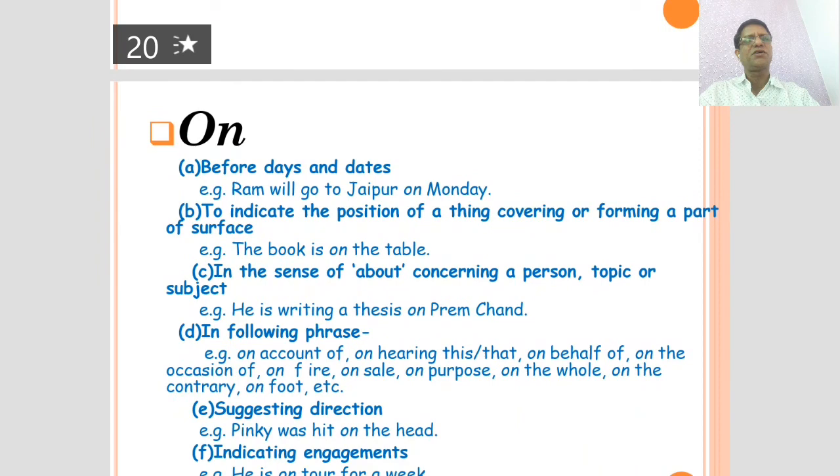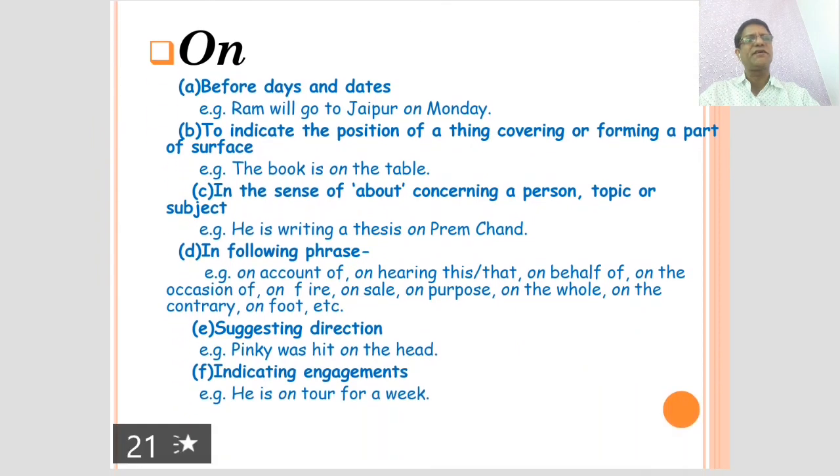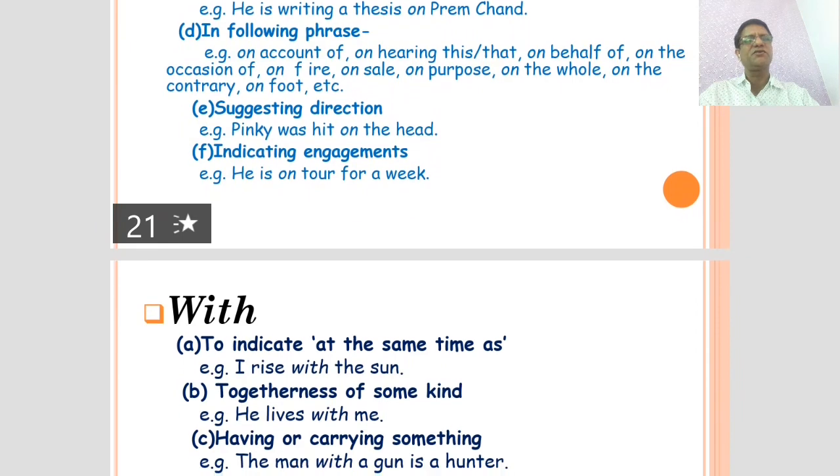Next is on. Before days and dates: Ram will go to Jaipur on Monday. To indicate the position of a thing covering or forming a part of a surface: The book is on the table. In the sense of about, concerning a person, topic or subject: He is writing a thesis on Premchand. In the following phrases: on account of, on hearing this or that, on behalf of, on the occasion of, on fire, on sale, on purpose, on the whole, on the contrary, on foot, etc. Suggesting direction: Pinky was hit on the head. Indicating engagements: He is on tour for a week. So in this manner we can use on.